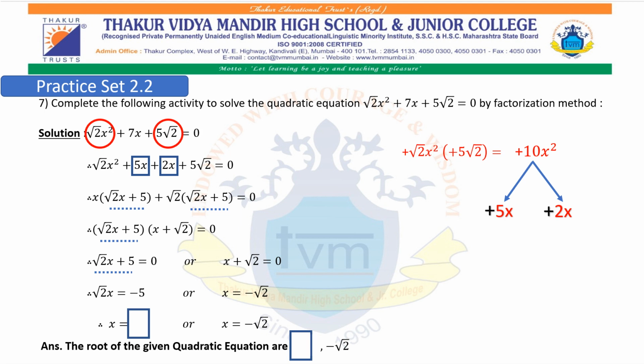Already on the right hand side we have minus 5. Root 2 will also be shifted to the right hand side and it will become minus 5 upon root 2, which will be again written in that final answer. The roots of the given quadratic equation are minus 5 upon root 2 or minus root 2.